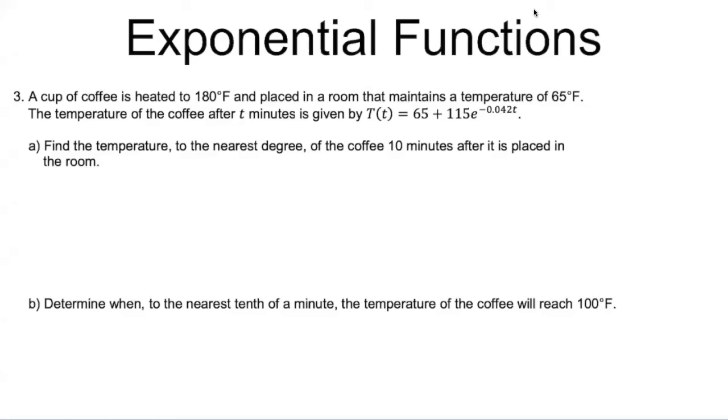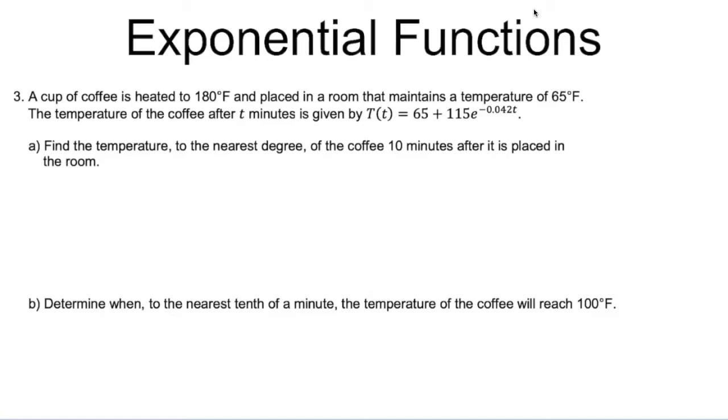For this example, we are given the scenario where a cup of coffee is heated to 180 Fahrenheit and placed in a room that maintains a temperature of 65 degrees Fahrenheit. The temperature of the coffee after T minutes is given by the function T(t) = 65 + 115e^(-0.042t).